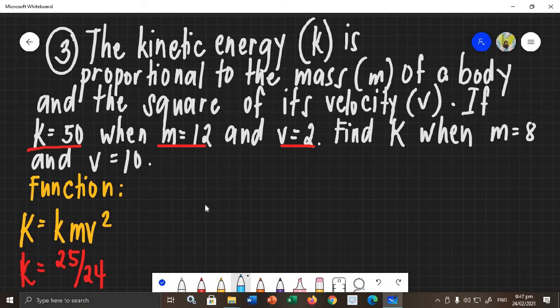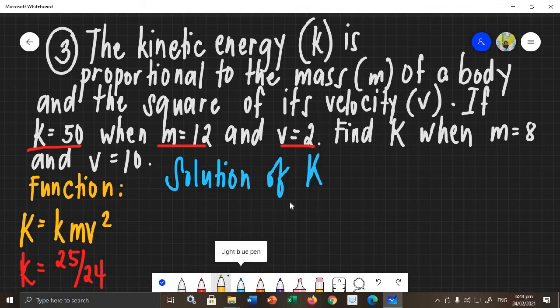Okay? Now na meron na tayong value ng constant natin, we can now solve for the value of our K. So we are looking for K. Solution, capital K. Okay? Don't be confused by the two Ks. So yung capital K yung kinetic energy, yung small k yung constant of variation. Solution of yung capital K.